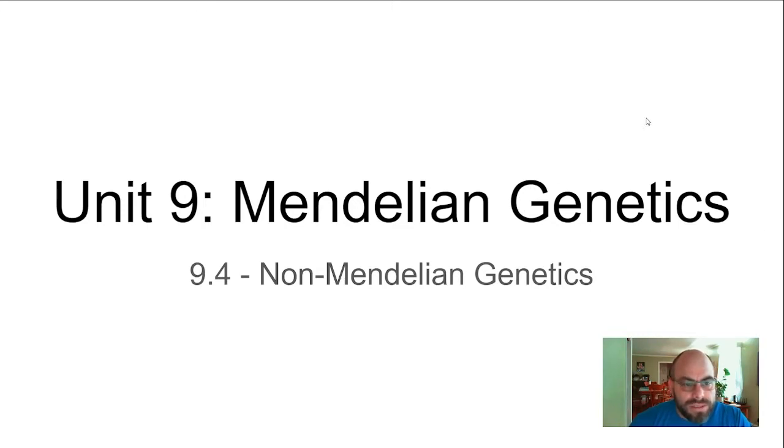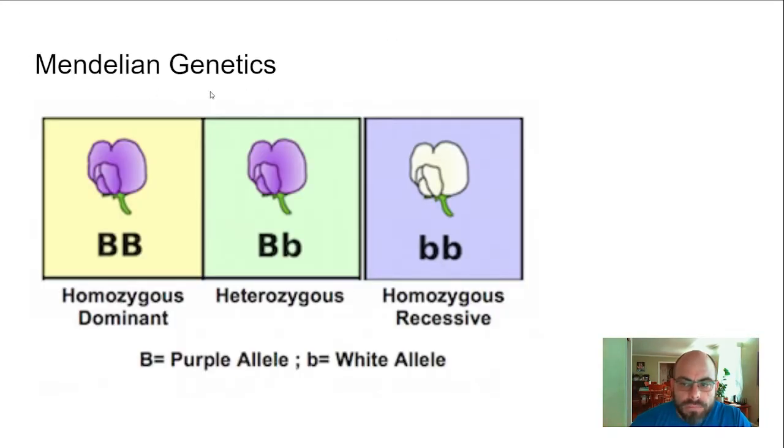All right, this video is 9.4 non-Mendelian genetics in a unit called Mendelian genetics. That doesn't make any sense. Well, let's find out what it's all about. Let's talk about it. Mendelian genetics, of course, remember these ideas of homozygous, heterozygous, dominant, recessive. Dominant always expresses itself, recessive doesn't express itself. These are really plain and understandable things, right?